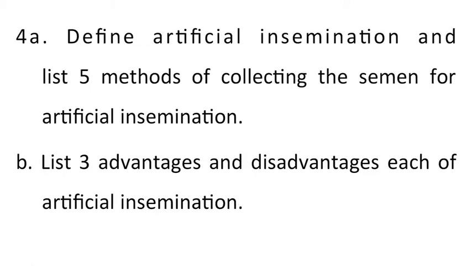Question number 4A. Define artificial insemination and list 5 methods of collecting the semen for artificial insemination. I take it again. 4A. Define artificial insemination and list 5 methods of collecting the semen for artificial insemination. Then 4B. List 3 advantages and disadvantages each of artificial insemination.